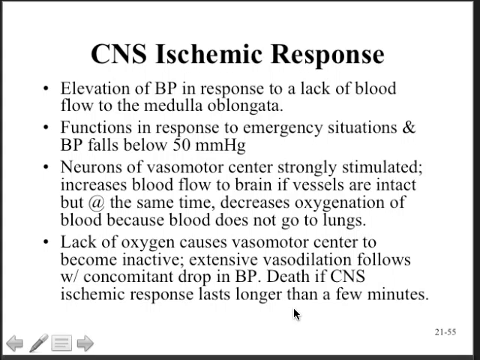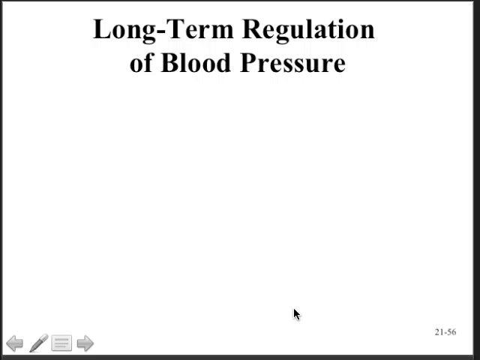Okay, so bottom line, this is a short-term reaction to an emergency situation. It has to be corrected. Generally, we're going to intervene in the event that this occurs.